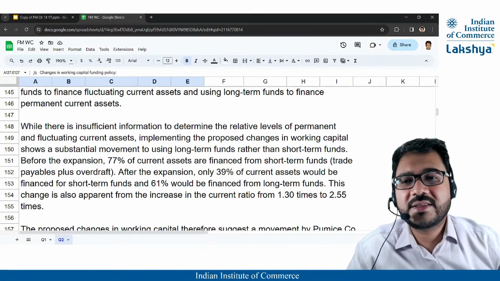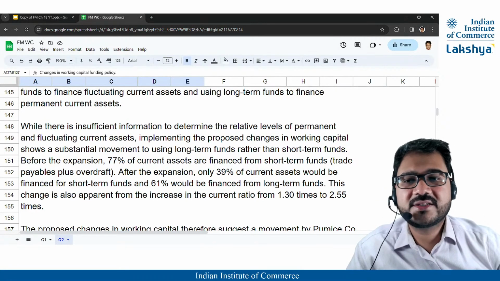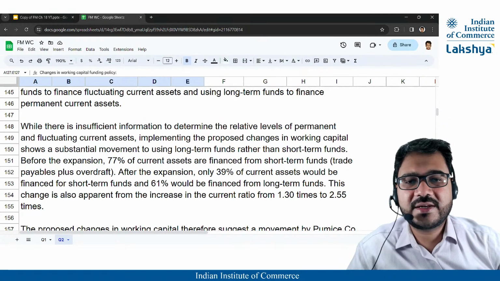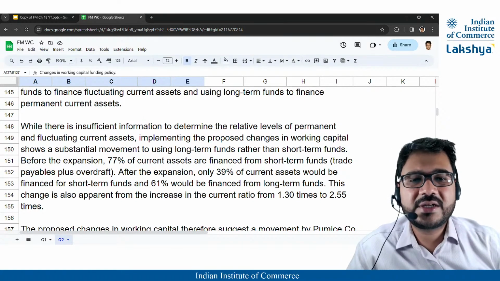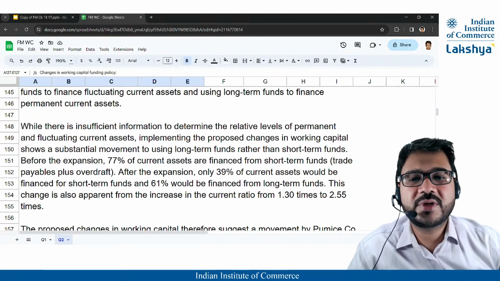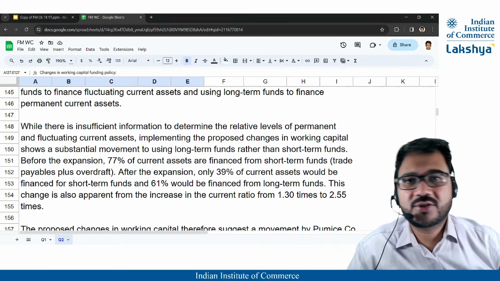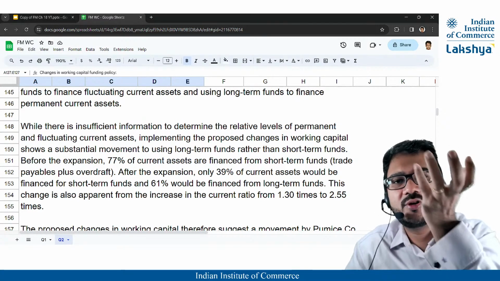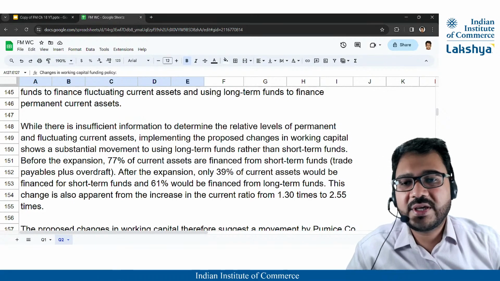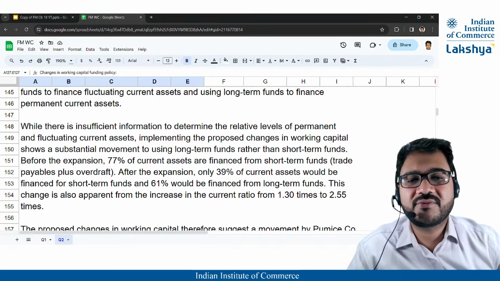Now, you are relating it to the case. While there is insufficient information to determine the relative levels of permanent and fluctuating current assets, implementing the proposed change in working capital shows a substantial movement to using long-term funds rather than short-term funds, because your OD dropped, your loans increased. Before the expansion, 77% of the current assets were financed with short-term funds.